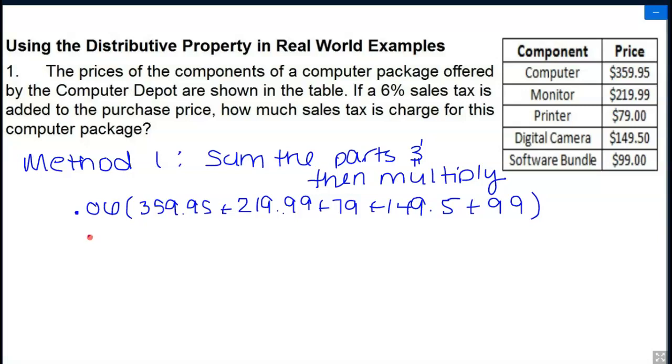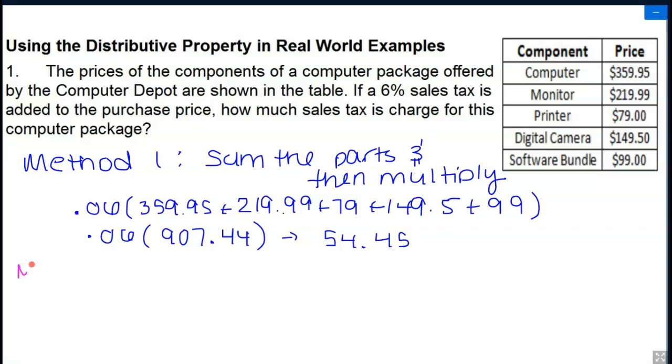And we get 0.06 times 907.44, which means that our sales tax is 54.45. So that's method 1. Method 1 is summing the parts.